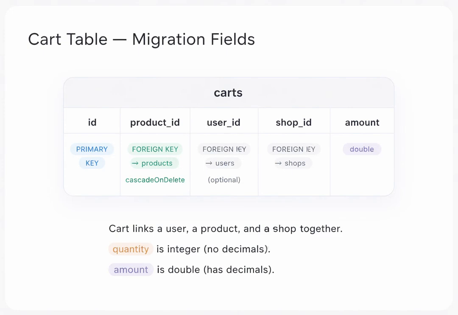The cart table acts as a junction between users, products, and shops. It has 3 foreign keys: product ID, user ID, and shop ID. The quantity field is an integer. You can't have 2.5 items in a cart. The amount field is a double because prices involve decimal values. Each row in the cart table represents one product that a user has added to their cart from a specific shop.